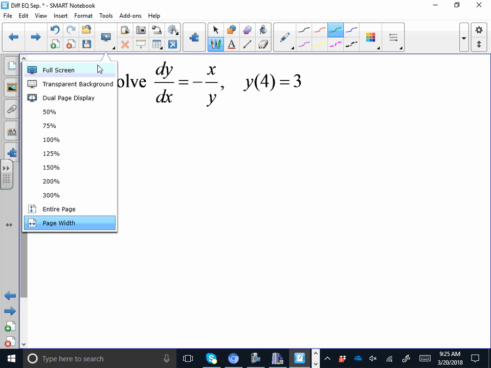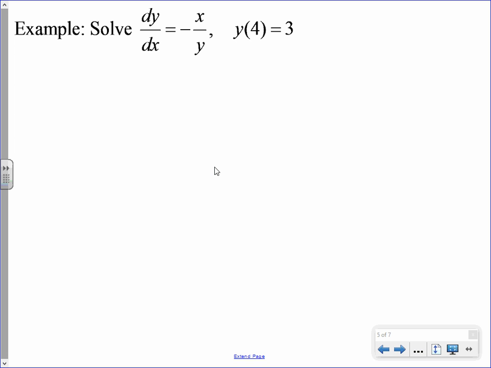Now let's go ahead and move on to particular solutions. Now I'm giving you a differential equation that we can solve with separation of variables, but I also give you a coordinate on the graph that we need to actually use to find our C value. How do we separate these variables?